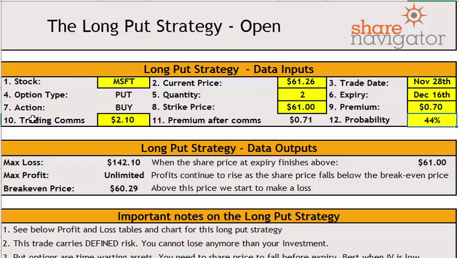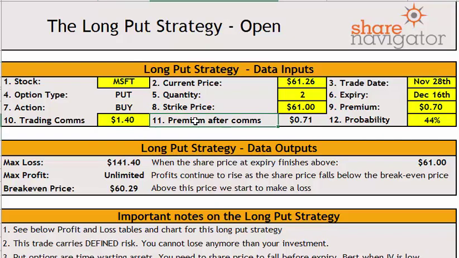So the next section we're going to put in here is your trading commissions. If you're completing this before you've actually placed the trade, you might have to guess what your trading commission is going to be. Now, if you're using Interactive Brokers, you can roughly gauge about 70 cents a contract. So we're doing 2 contracts, so maybe our trading commissions are 140.